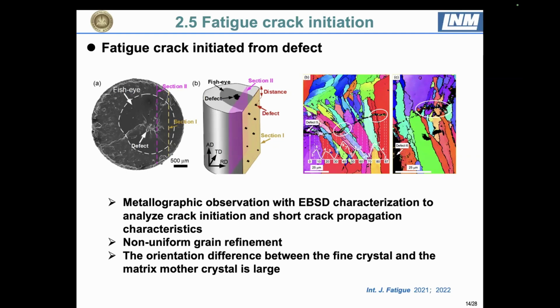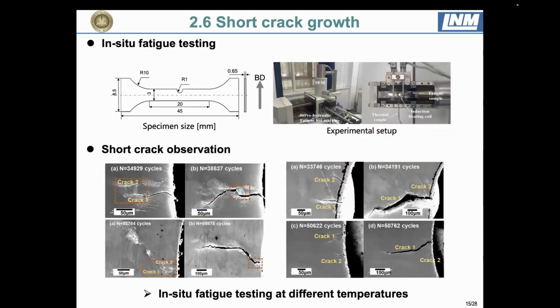That means there are a lot of small cracks initiated, and then they coalesce, and later on they form the main crack, which leads to the final failure. So this is the total failure size in very high cycle fatigue.